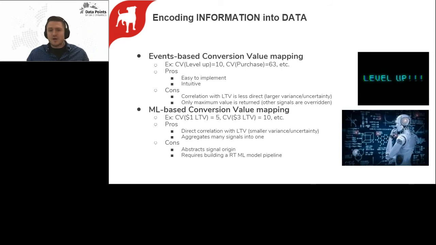And what's more, you're aggregating a ton of signals into one. And so that distillation process that I talked about, from data to knowledge or to information, there's a ton of data that's being used to distill this information. On the flip side, though, there's some abstraction of the signal origin. As a stakeholder, I'm now looking at a black box. You're giving me an LTV estimate in the form of a conversion value, but I don't quite know where all of the pieces fit to make that. And so the player journey is kind of lost.